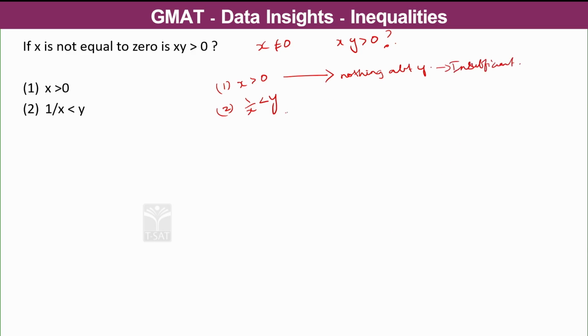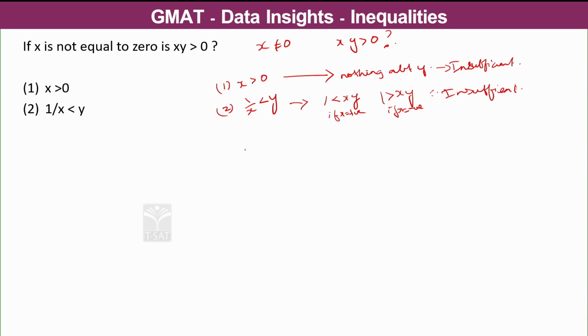Now, if 1 by x is less than y, if x is positive, then you can multiply both sides and the inequality remains the same. So, xy will be greater than 1. But if x is negative and you are multiplying both sides by x, the inequality sign will change and xy will be less than 1. So, therefore, it depends on whether x is positive or negative. So, again this is insufficient to answer the given question.